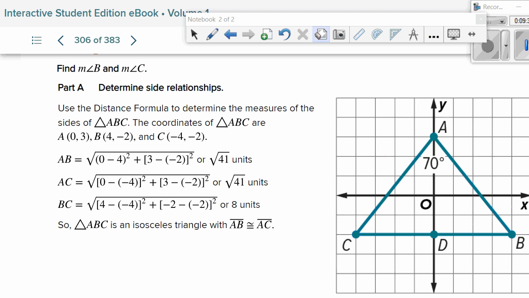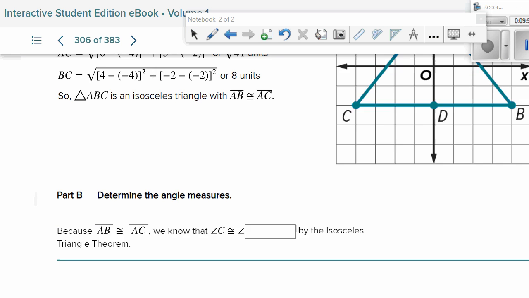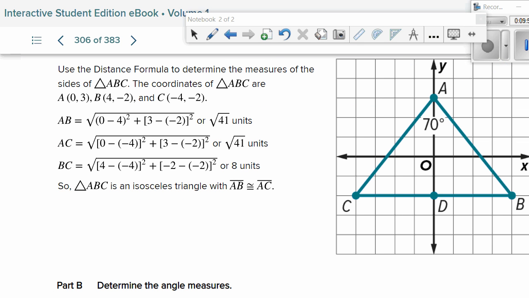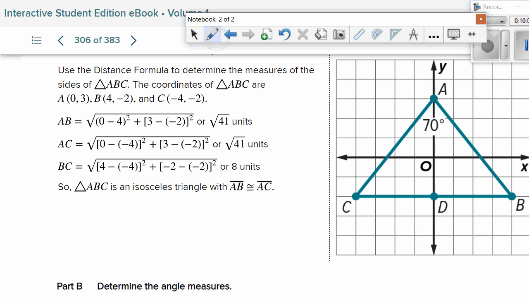And then just really quick, this part B down here. Angle C is going to be equal to angle B. That's what I just talked about. You may have to, in this case, draw this midpoint. Because I proved that they're isosceles, I can say that D is the midpoint, and I do create two different triangles now. I might need to do a CPCTC step on that if it was a proof.